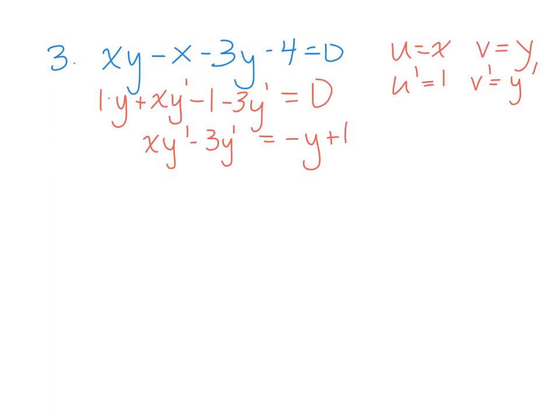Now I can keep the y primes on the left side and move the y and the minus 1 to the right, so I get xy prime minus 3y prime equals negative y plus 1. If I factor out the y prime and then divide by what's left over, my negative y plus 1 is in the numerator, and in the denominator now is x minus 3.